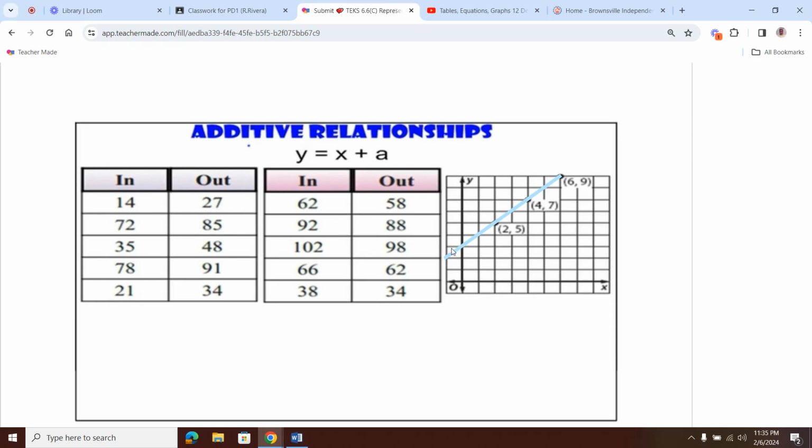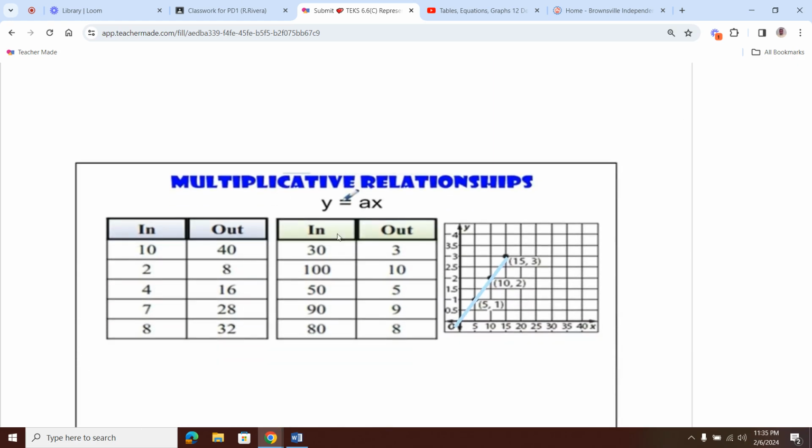This is your x, this is your y, independent, dependent, independent, dependent. And of course, when you graph, your additive will not go through the origin 0, 0. Multiplicative relationship, it's input output. The relationship is multiplying. In this case, for example, it's going to be times 4, times 4, times 4, times 4, times 4. That's how I know. It could also mean divide. In this case, it would be divide by 10 each time, which is the same thing as times 1/10.